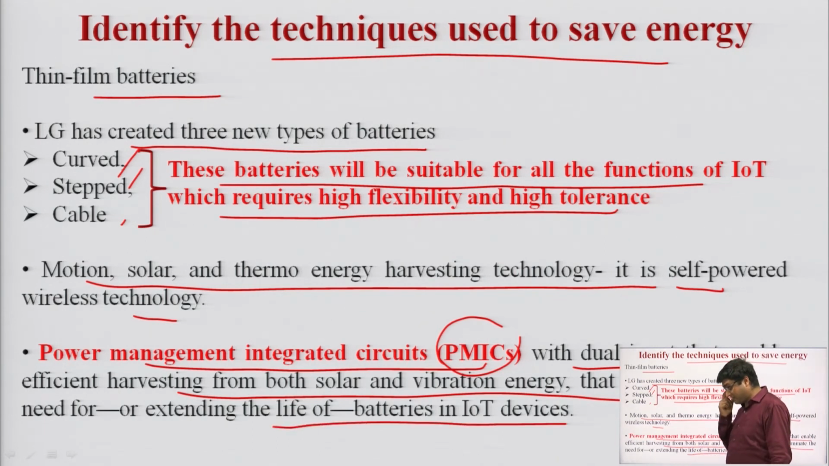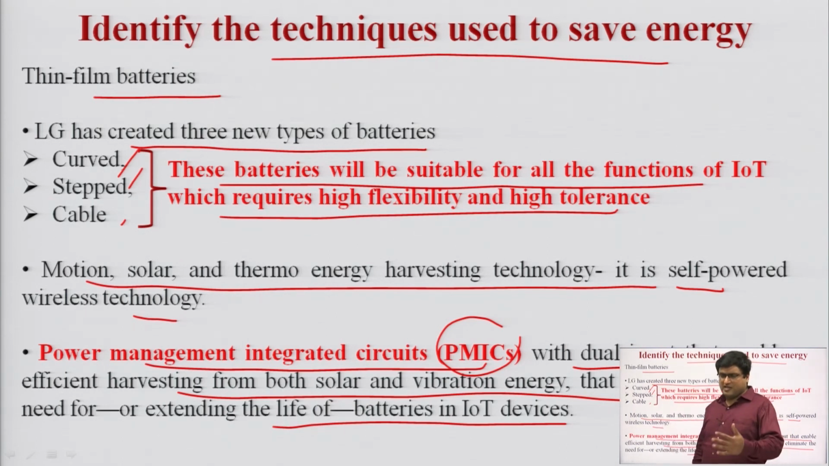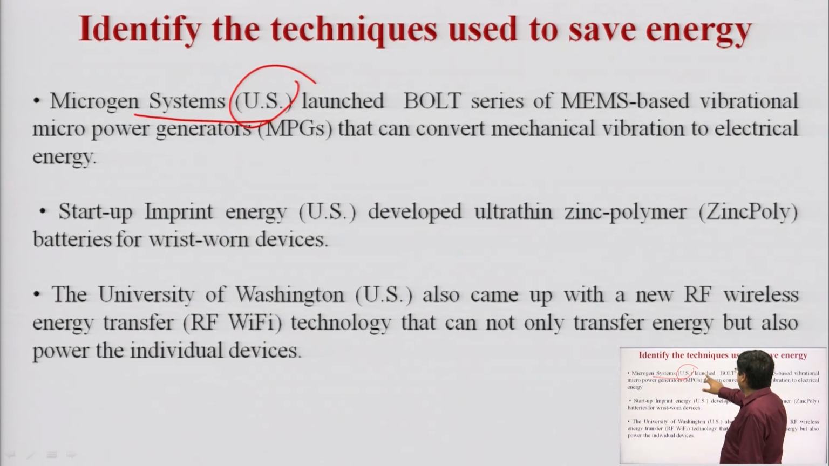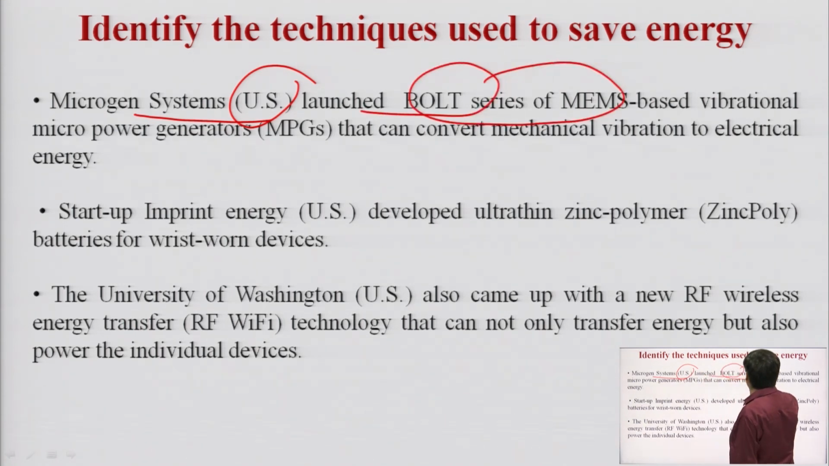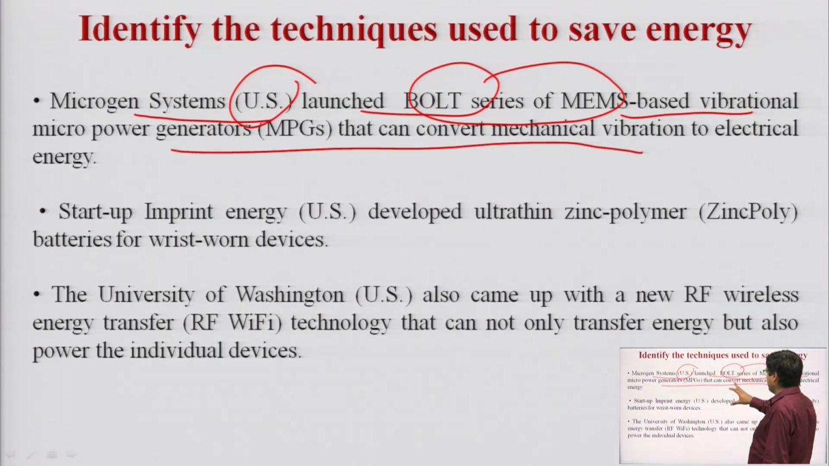So the purpose is that in an IoT based system we are deploying devices. These devices consume very little power, and through modernization, through the development of the latest batteries, we can save energy in our system. We are talking about that. So in the last slide we can see that Microgen Systems, a US company, launched the Bolt series of MEMS. These Bolt series of MEMS have very low power consumption compared to others. These are responsible for converting mechanical vibration to electrical energy.